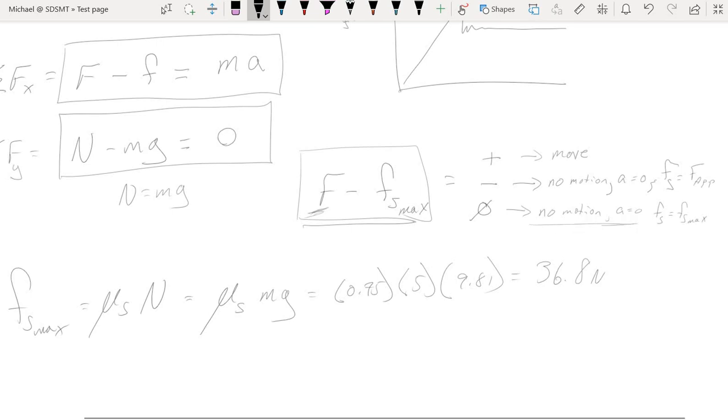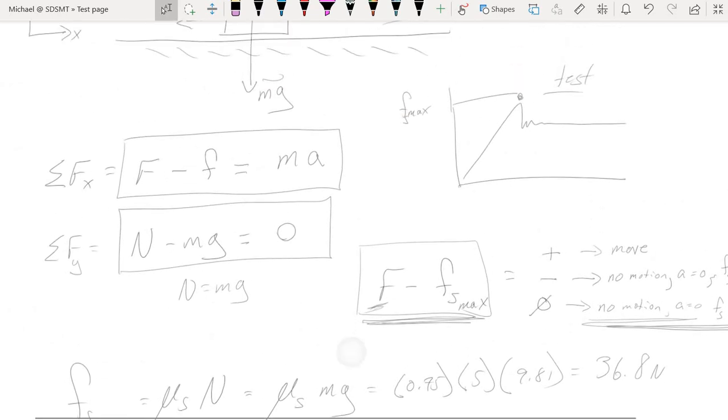But this is kind of a dangerous game to play here, because this means that you're literally on the brink of motion. All you'd have to do is give it a tiny little tap with your finger, and that would be enough to get that mass to start moving, because it wouldn't take much to overcome that maximum static friction force. But of these three case scenarios, which one are we dealing with? Well, let's find out. Here comes the test.